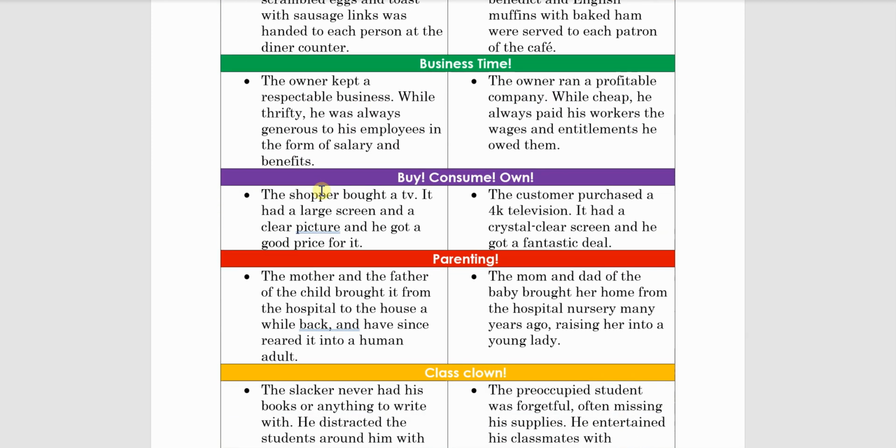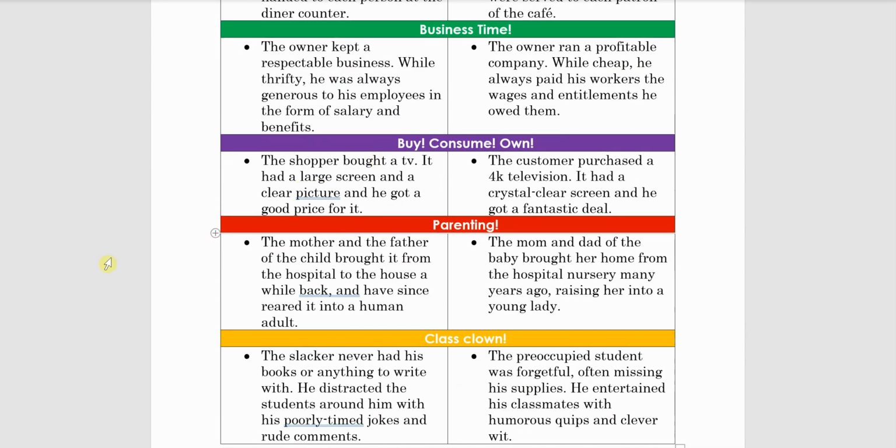Our next example, under here: buy, consume, own. The shopper bought a TV. It had a large screen and a clear picture, and he got a good price for it. Versus, the customer purchased a 4K television. It had a crystal clear screen, and he got a fantastic deal.